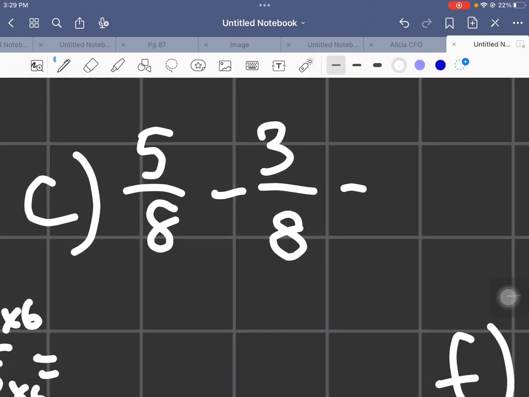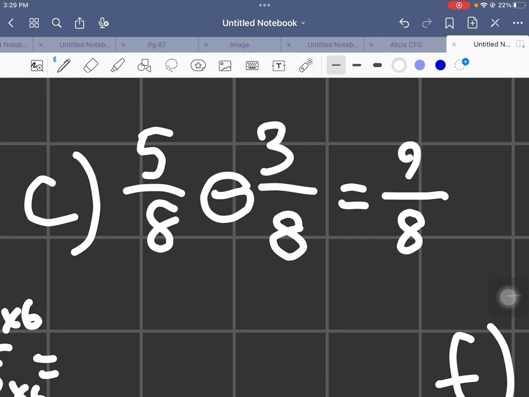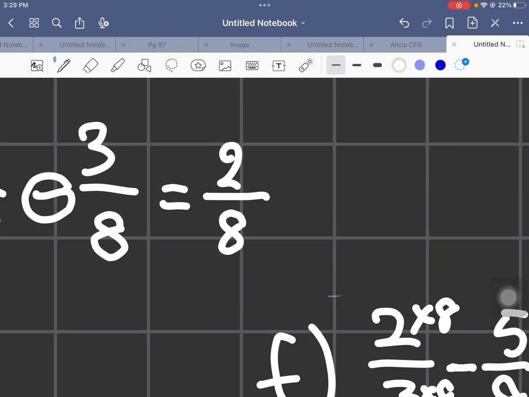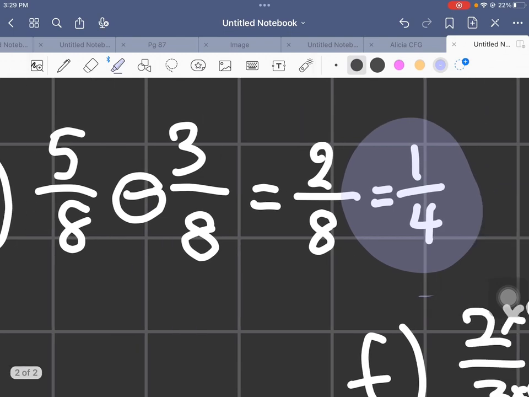Question C. It's similar to question A and B, but it's just minus, so the denominator remains the same. 5 minus 3 equals 2. But for this question, we can simplify by dividing by 2. So we will get 1 over 4. And this is the final answer.